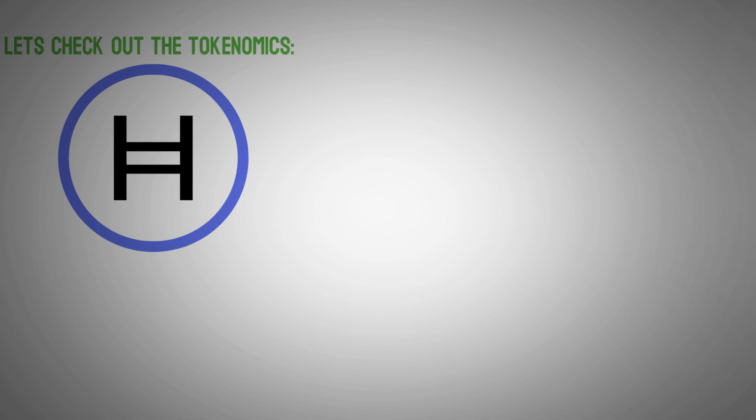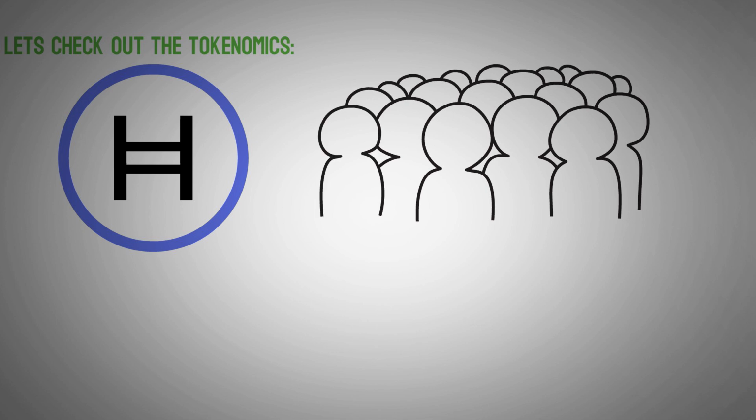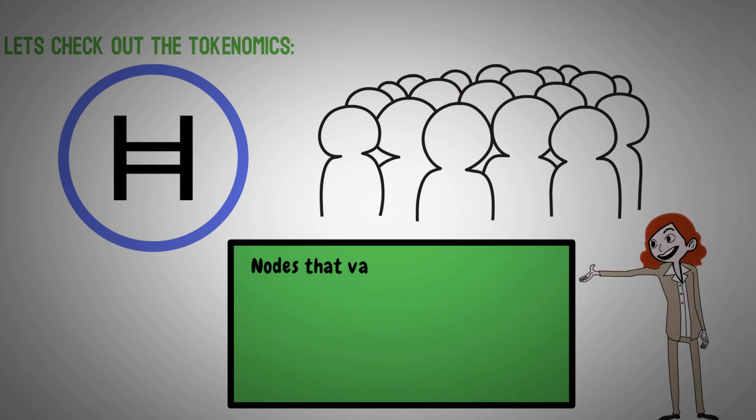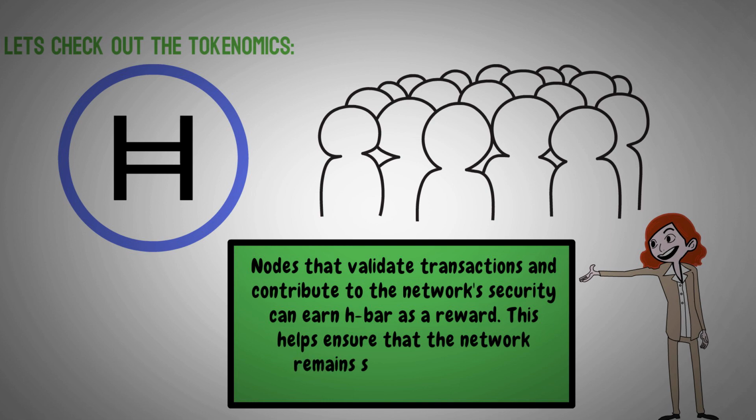Let's check out the tokenomics. The Hedera network is designed to be self-sustaining, with the Hbar token playing a key role in driving the network's growth and development. The Hbar token is used to incentivize users to participate in the network and provide valuable services to other users. For example, nodes that validate transactions and contribute to the network security can earn Hbar as a reward. This helps ensure that the network remains secure and reliable for all users.